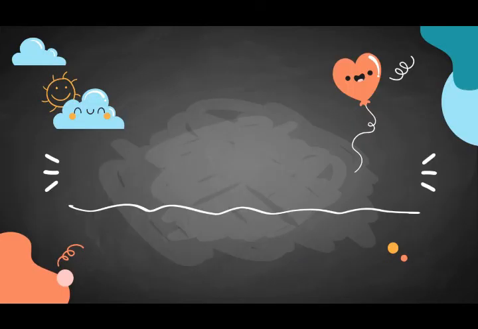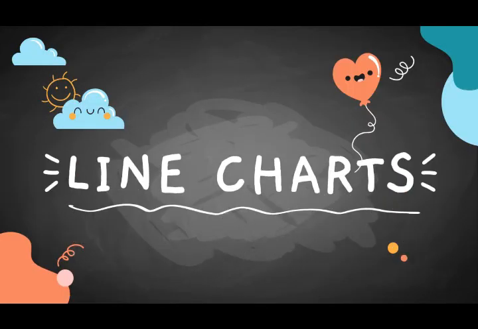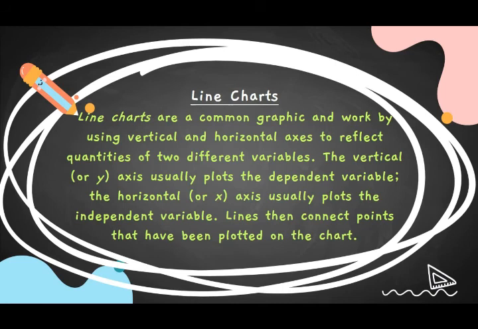We are now on line charts. Line charts are a common graphic and work by using vertical and horizontal axes to reflect quantities of 2 different variables. The vertical or y-axis usually plots the dependent variable, while the horizontal or x-axis usually plots the independent variable. Remember that the dependent variable is affected by changes in the independent variable. Lines then connect points that have been plotted on the chart.